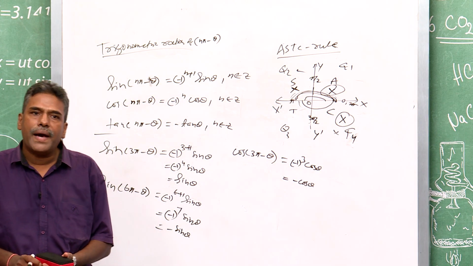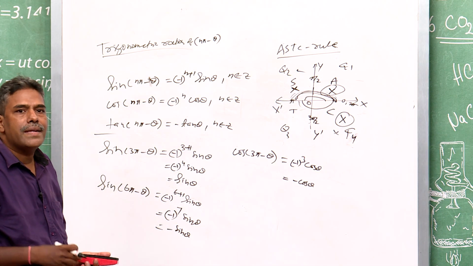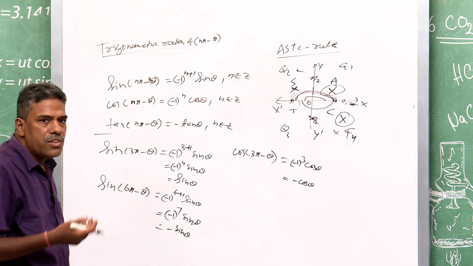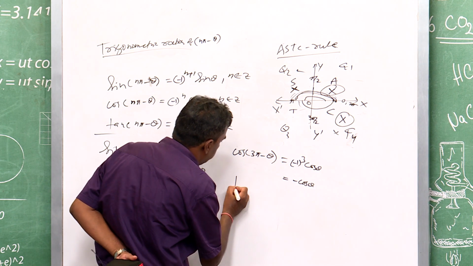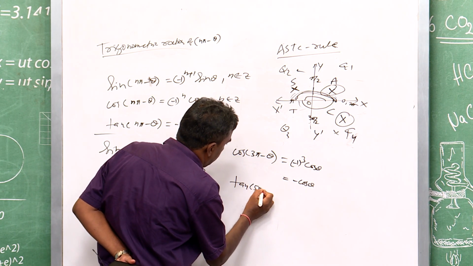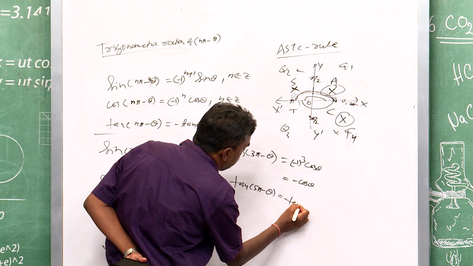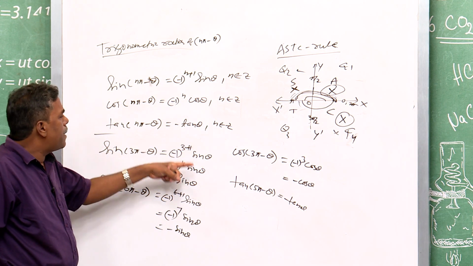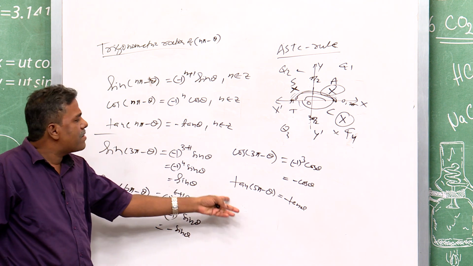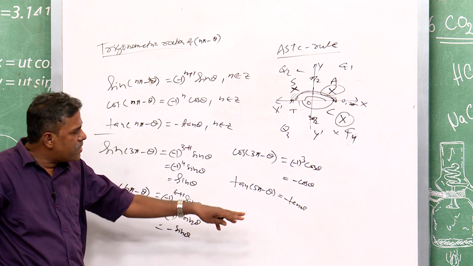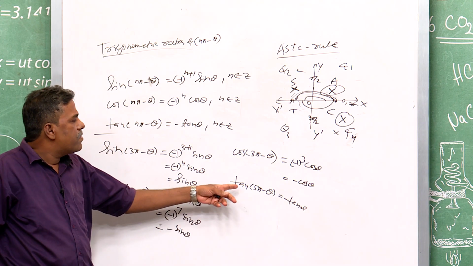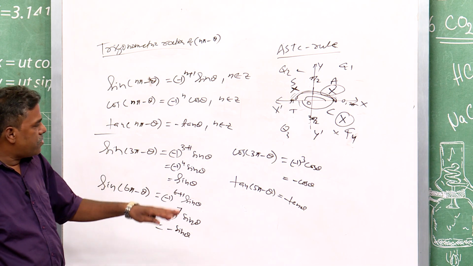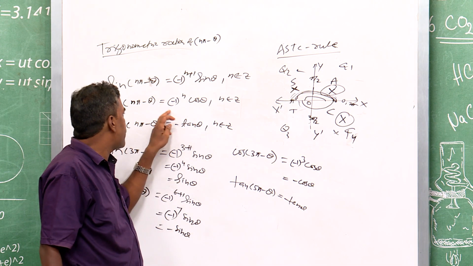Then tan 5 pi minus theta. Tan n pi minus theta is minus tan theta. So, tan 5 pi minus theta is minus tan theta, tan 6 pi minus theta is minus tan theta, tan 7 pi minus theta is equal to minus tan theta. Tan n pi minus theta is minus tan theta.